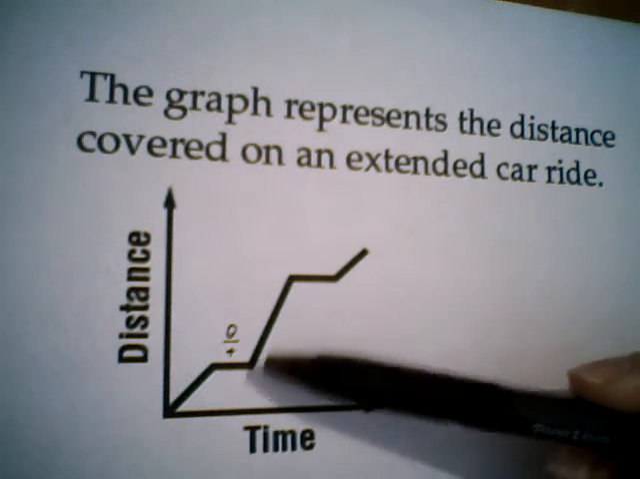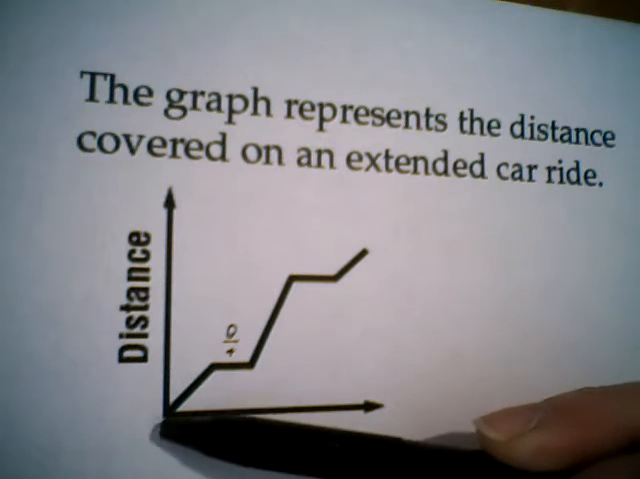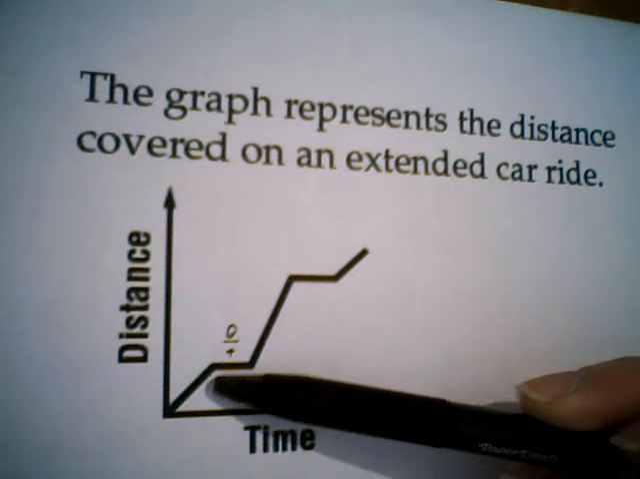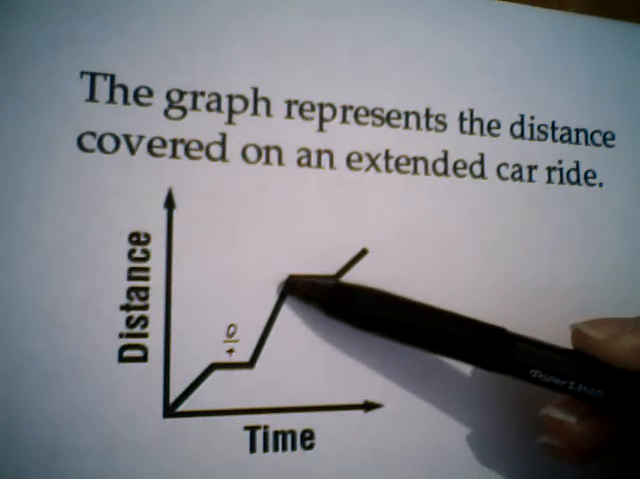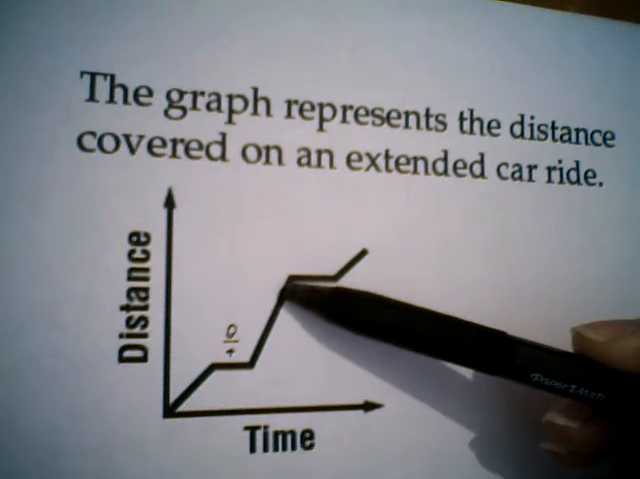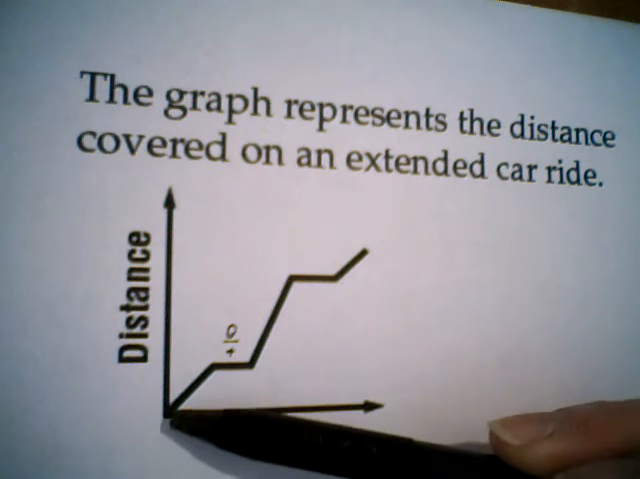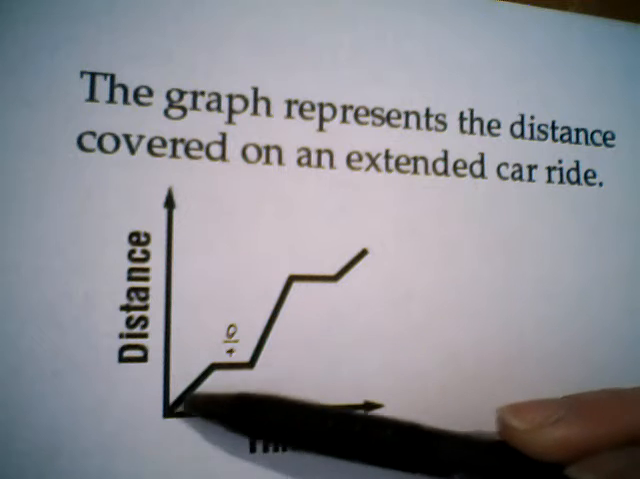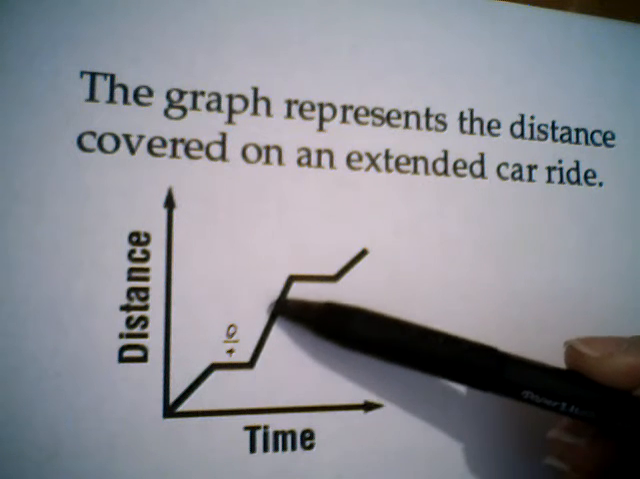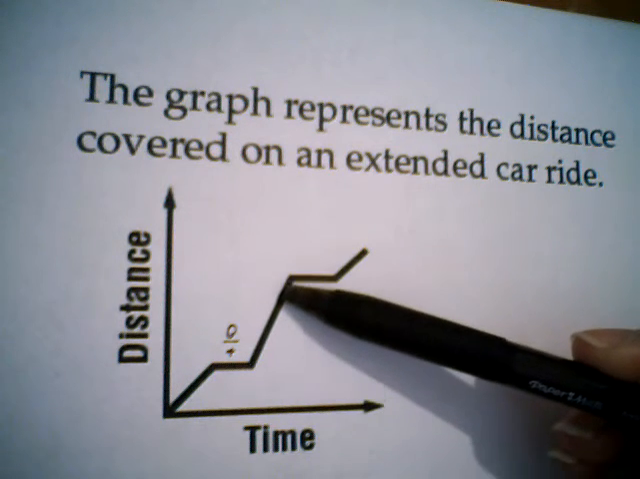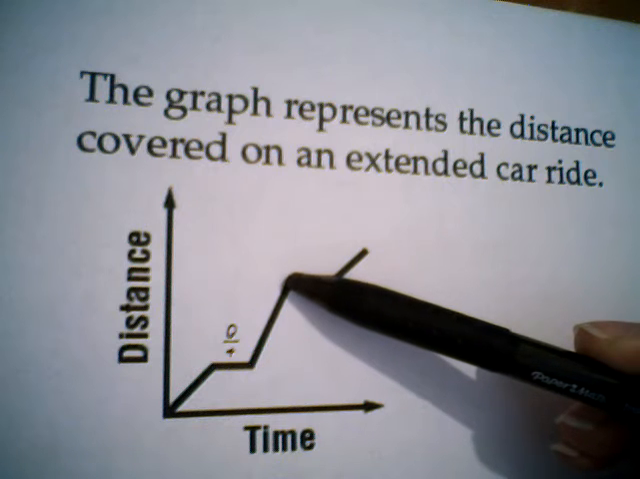Then it increases again. Notice this line is steeper than the first one. That means that our distance is increasing more quickly as time goes by. Since distance over time is speed, we can say here we may have been going a steady speed, and here we're going another steady speed, but this is a faster steady speed.